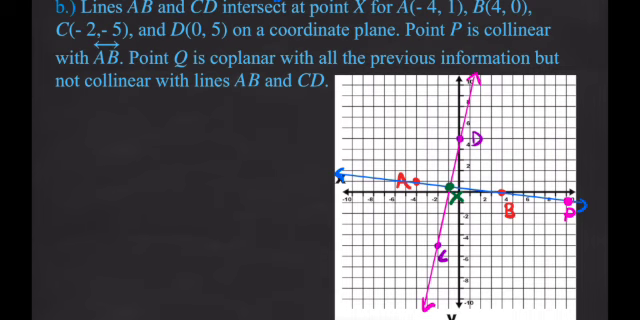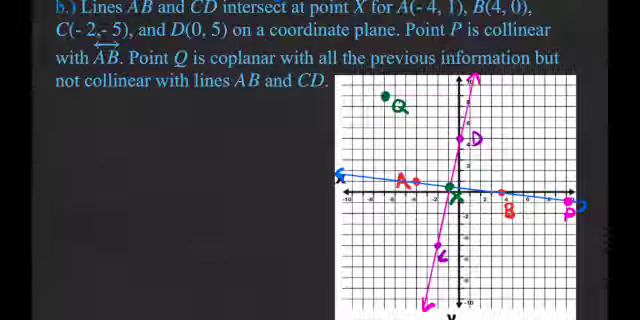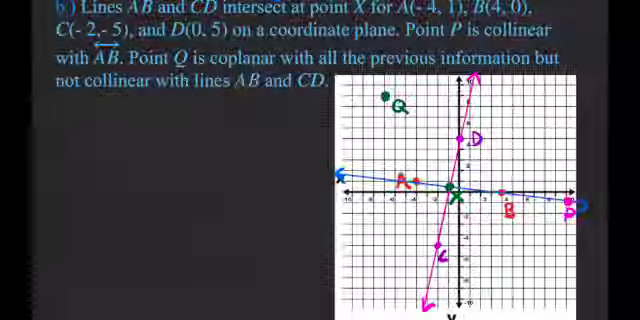We are also told that Q is coplanar. So it's in the same XY coordinate system with all the previous information, but not collinear with either of these two lines. So because it's not collinear with either of these two lines, we can put it anywhere on this plane. So for the sake of it, let's put Q up here at -7, 8. And that's what that described. That would be the picture that goes along with this problem.